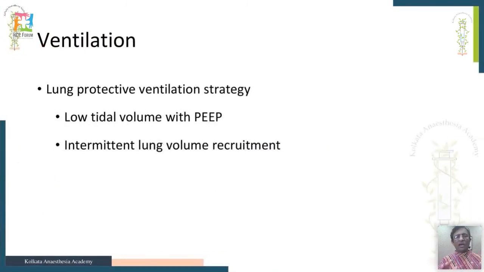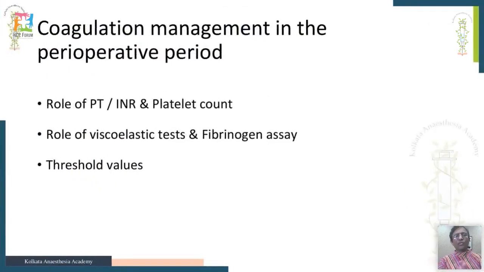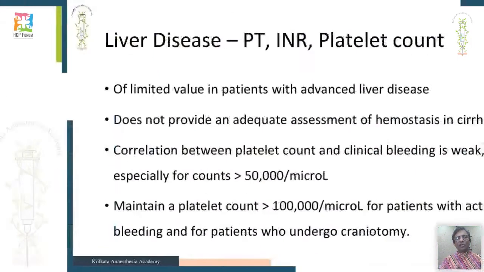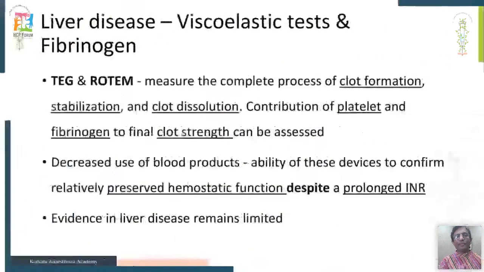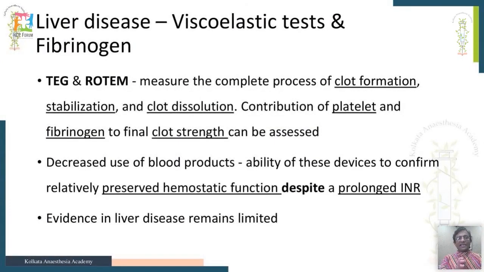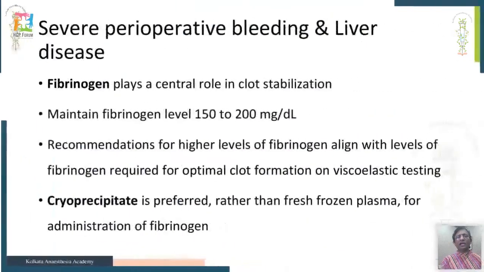Ventilation, I think, is the same. Low tidal volume, PEEP, intermittent lung recruitment. I'll just get back again to this hemostasis because this is the bugbear of liver dysfunction and non-hepatic surgery. So the role of PT-INR, I think we talked about this. Target platelet count is 50,000, but if it is craniotomy, closed cavity, target platelet count is 1 lakh. Viscoelastic tests like TEG and ROTEM possibly is better. It helps you to direct your therapy.